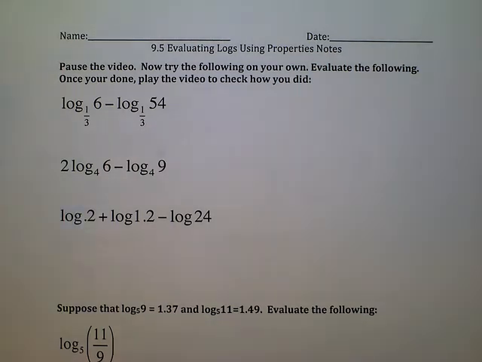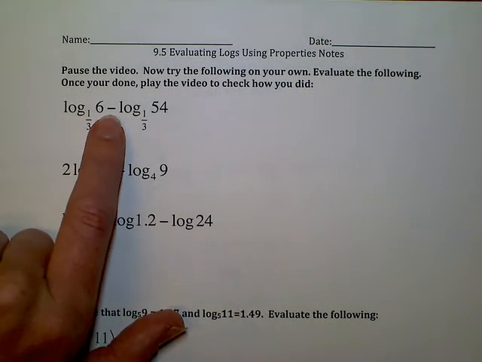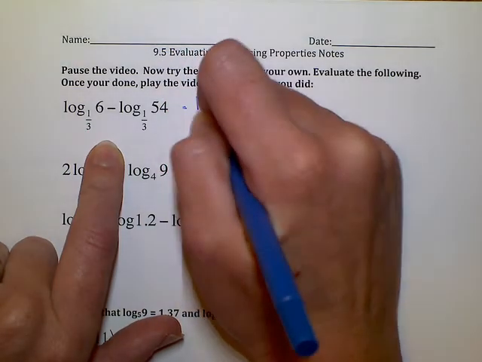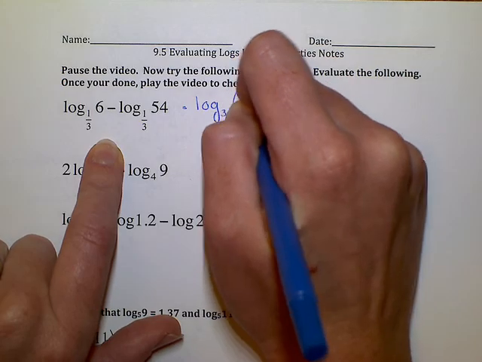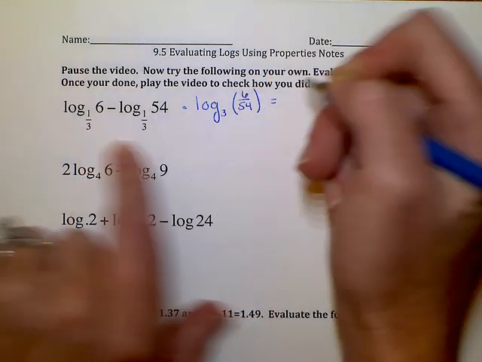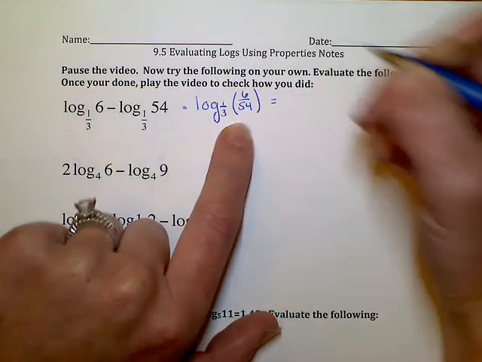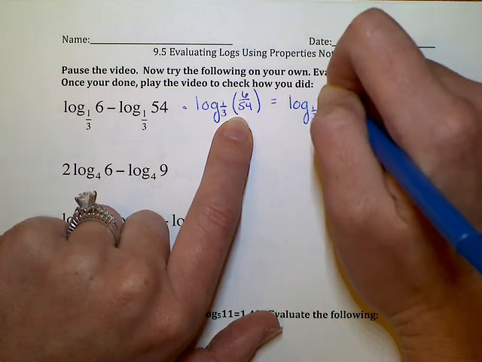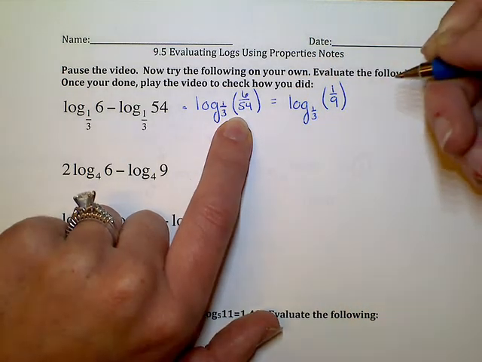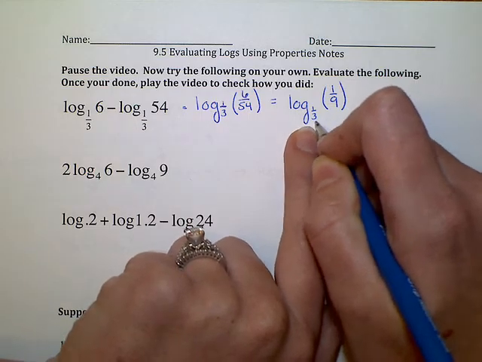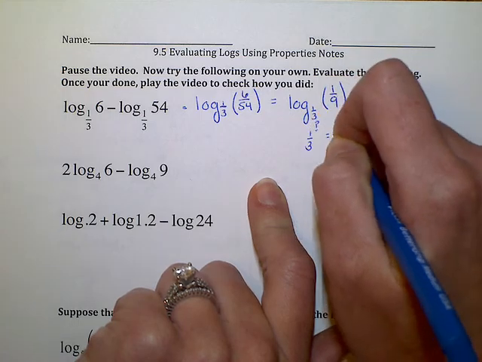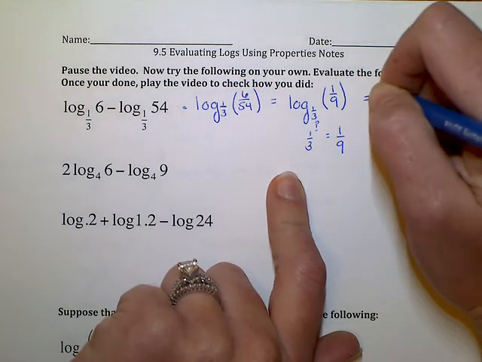Okay, so hopefully you've paused the video, you've done these on your own. Now we're going to see how you did on this first one. I can't evaluate either of those logs as they are, but I can condense them into one log by taking the insides and dividing them. So that's a 1/3. Now 6 over 54, we would want to notice that that reduces to 1 over 9. And so the exponent that I would need to put on 1/3 to get 1 over 9, so think about that, 1/3 raised to what power gets me 1 over 9? That's got to be a 2.